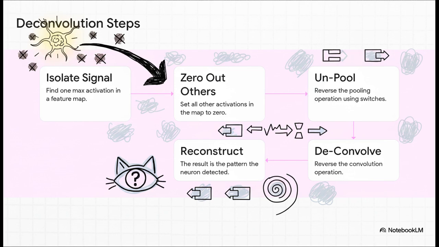We find a single neuron that's firing really strongly, deep inside the network. Then we zero out all of its neighbors, basically isolating its signal. And from there, we just run the whole network backward. We unpool to get the size back, we deconvolve to get the pattern back, literally reversing every single step, until we're all the way back at the beginning. And the image that comes out, it's the exact visual pattern that one single neuron is built to detect.